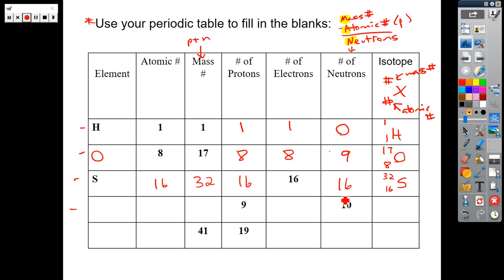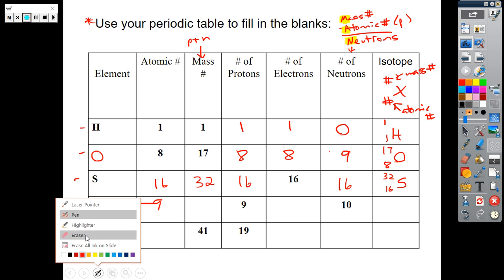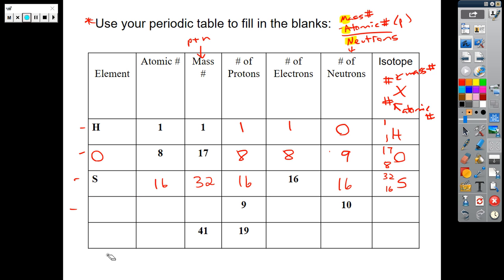All right, for the next one, we got different information given. We got the protons and the neutrons this time. So we don't even know what element this is, but which thing can tell you what element it is? It's the number of protons. Remember, protons tells you the atomic number, tells you the element's identity. So we know if this thing's got 9 protons, then it has to be an atom of fluorine, element number 9.